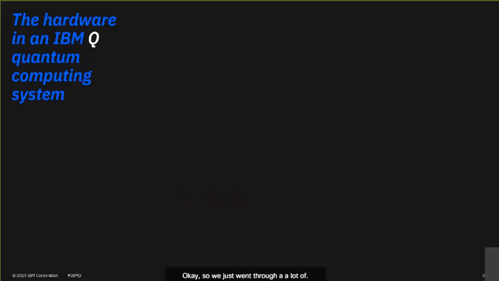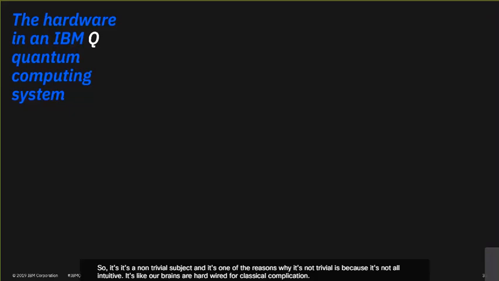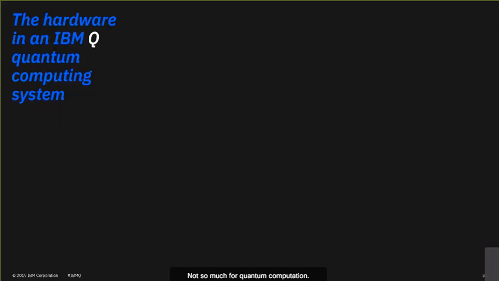Okay, so we just went through a lot of material. If you don't understand it the first time through, don't be alarmed or surprised. Richard Feynman, the Nobel laureate I mentioned earlier, whose quote I essentially started the presentation with, is also quoted as saying, no one really understands quantum mechanics. So it's a non-trivial subject, and one of the reasons is that it's not at all intuitive. It's like our brains are hardwired for classical computation and not so much for quantum computation.